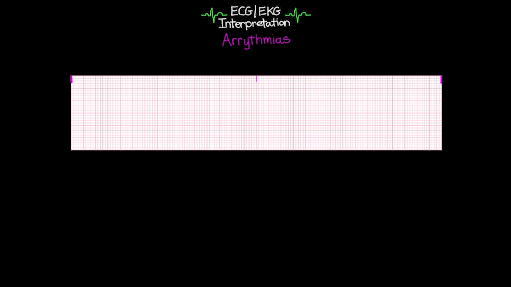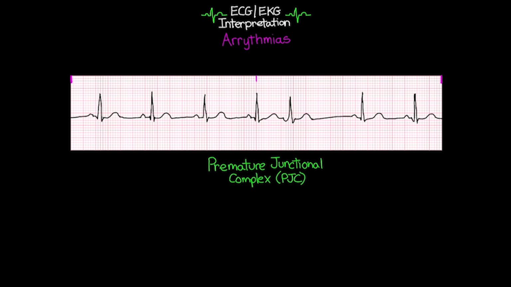All right, so the next premature beat that we're going to talk about is our premature junctional complex, or PJC. Now, we are going to talk about this, although one thing to know is this is a pretty rare thing. So it's not something that you're going to see very often as opposed to an actual junctional rhythm, which is something that we're going to talk about a little bit later in this lesson. But a PJC is not something that you're going to typically see very often, so we'll just kind of blow through this one pretty quick.